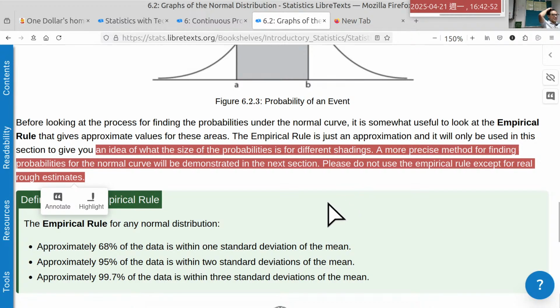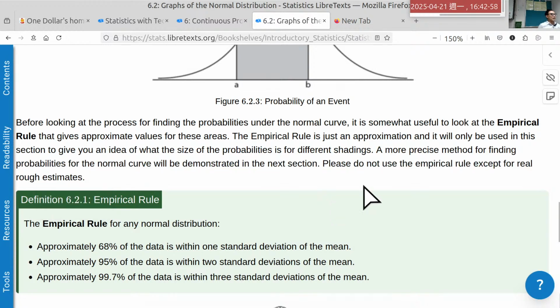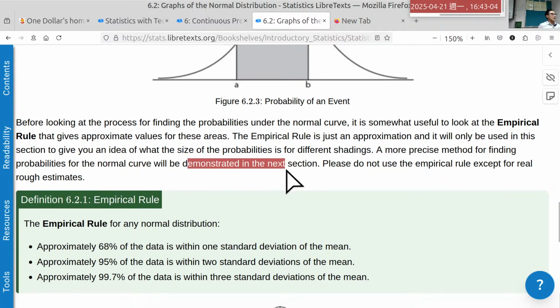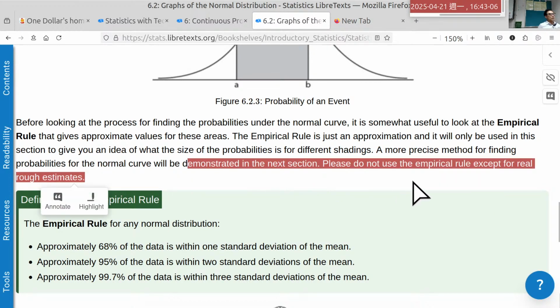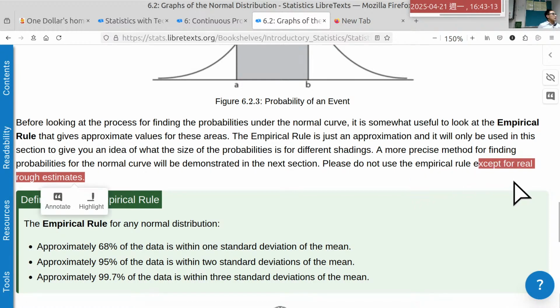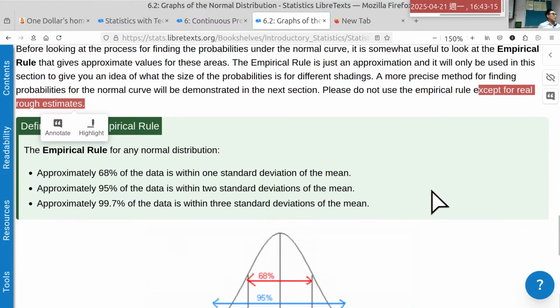When I discuss this one, it's not easy to understand, but when we check the examples, you will do that very quickly. A more precise method for finding probability for the normal curve will be demonstrated in the next section. Please do not use the empirical rule except for a real rough estimate.